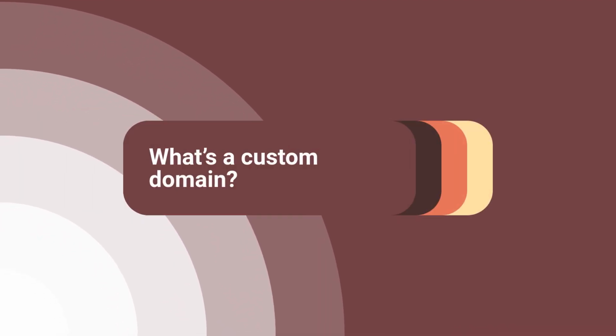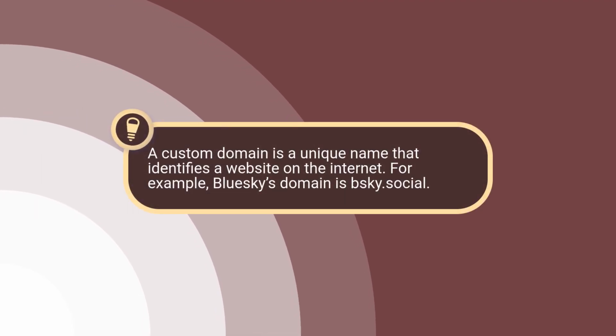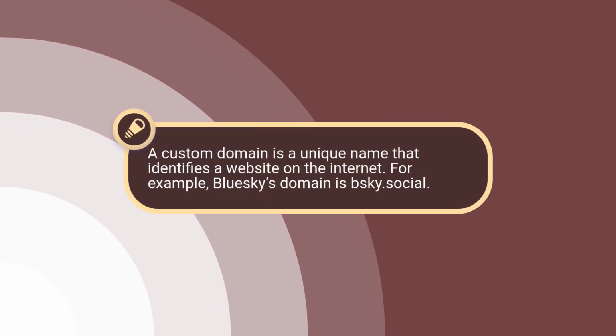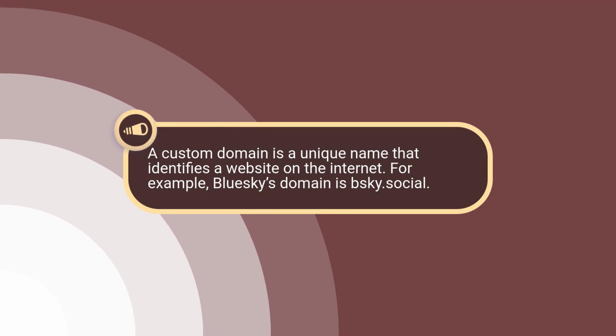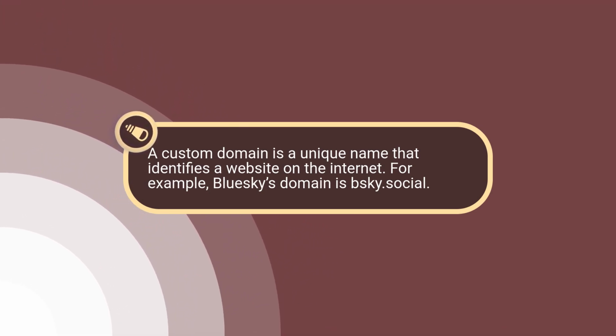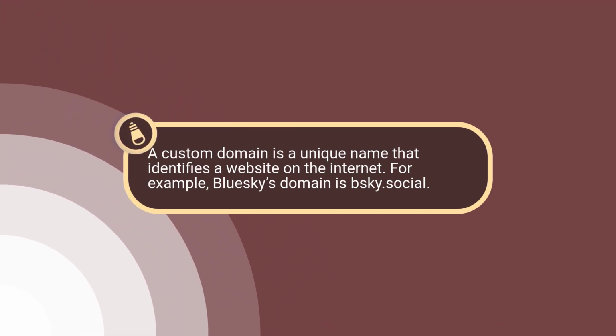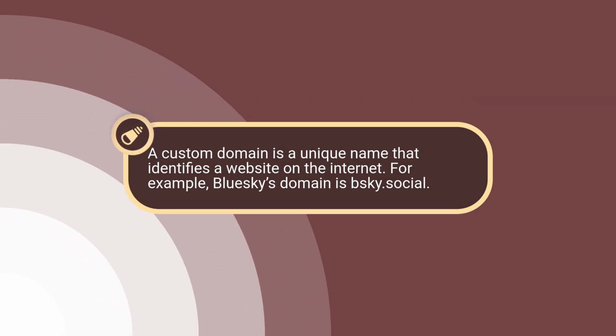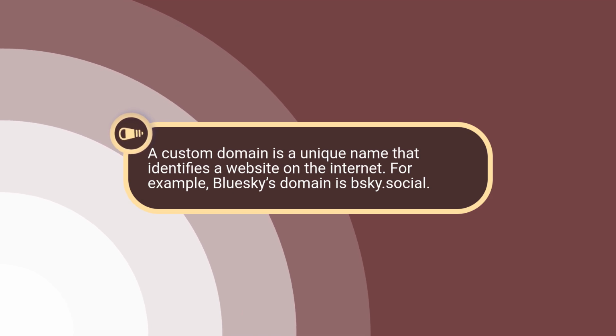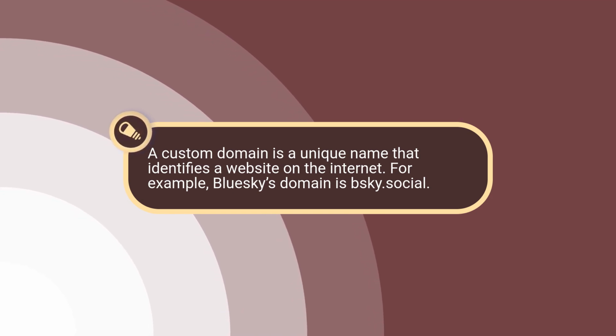What's a custom domain? A custom domain is a unique name that identifies a website on the internet. For example, Bluesky's domain is bsky.social. Every device that connects to the internet has a unique IP address that identifies it, but it's much easier to remember bsky.social instead of a series of numbers.